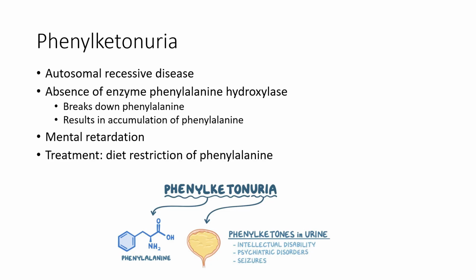Phenylketonuria, or PKU, is a classic autosomal recessive metabolic disorder, and it's a perfect example of why newborn screenings save lives. In PKU, patients lack the enzyme phenylalanine hydroxylase, which normally breaks down phenylalanine. Without that enzyme, phenylalanine accumulates and excess phenylalanine is toxic to the developing brain. If untreated, PKU leads to severe intellectual disability, seizures, and behavior problems.